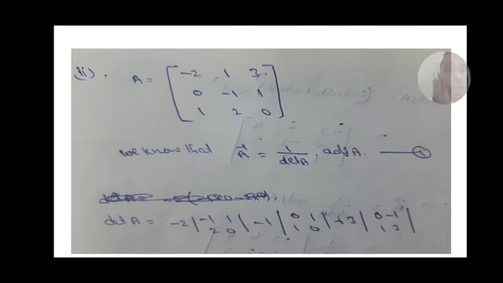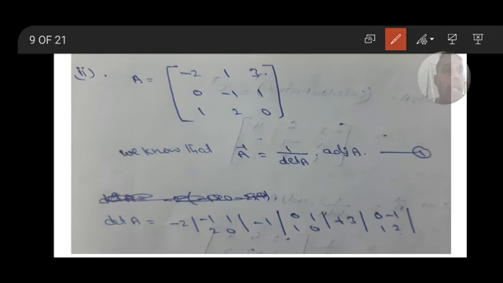A equal to the 3 by 3 matrix minus 2, 1, 3, 0, minus 1, 1, 1, 2, 0. Find out the A inverse. We know the A inverse formula: 1 by det A into adjoint A. So first we need to find det A and next adjoint A, then substitute in this formula.